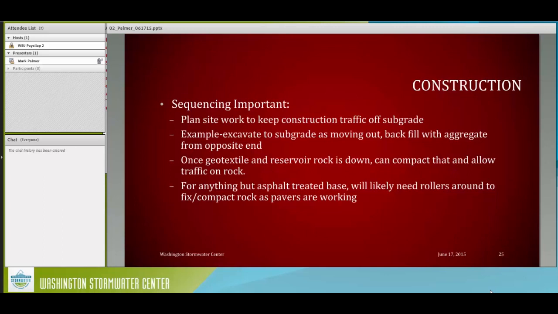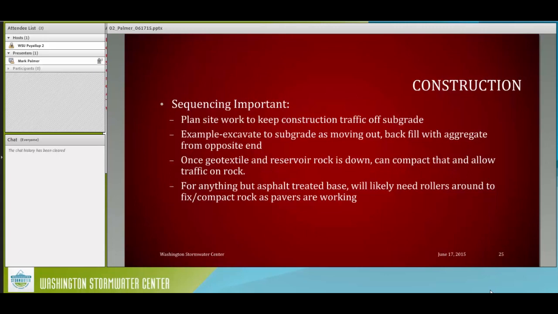For construction, sequencing is important. You need to plan your site work to keep the construction traffic off your subgrade. And this is at subgrade, not your native grades. One example has been to excavate the subgrade while moving out and backfill aggregate from the opposite end. This has worked well in many projects.